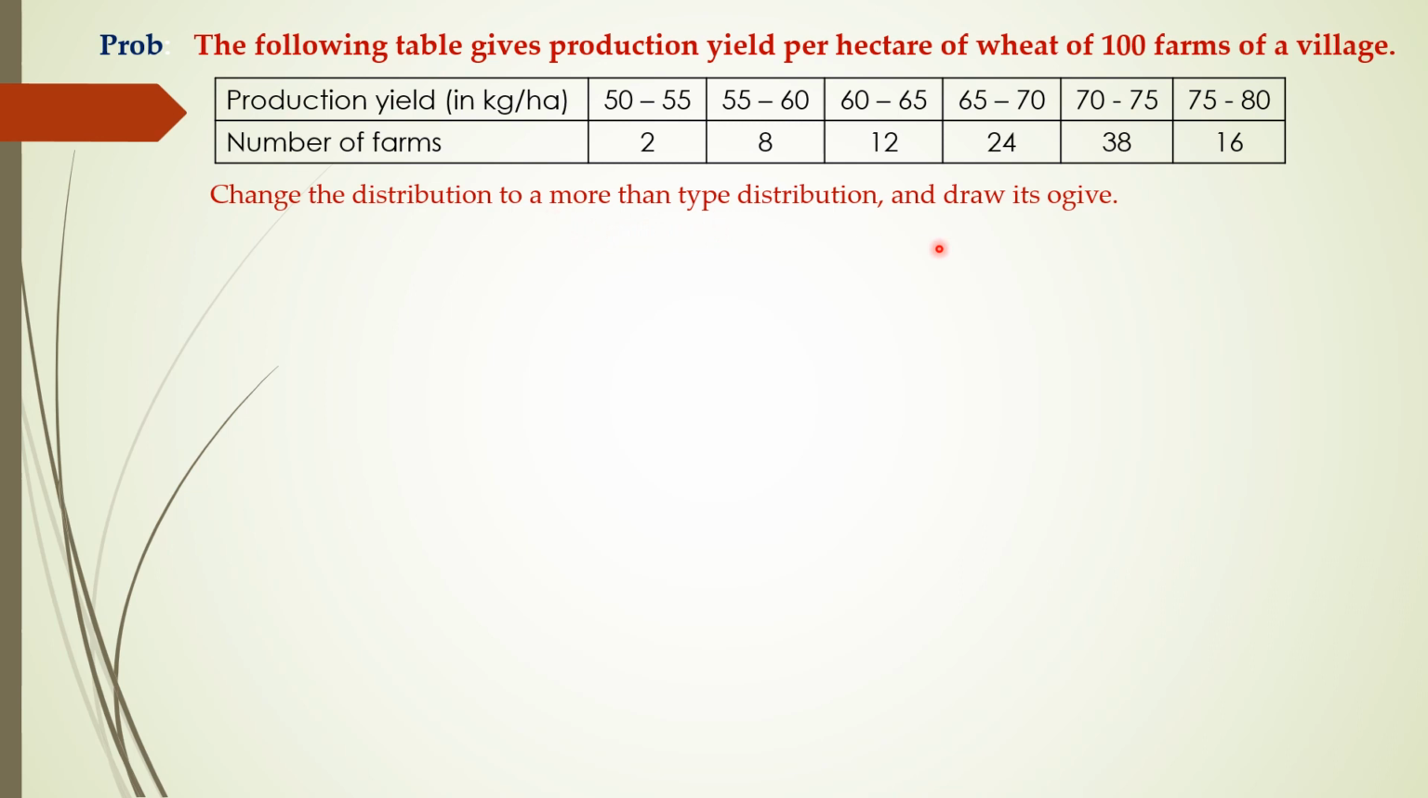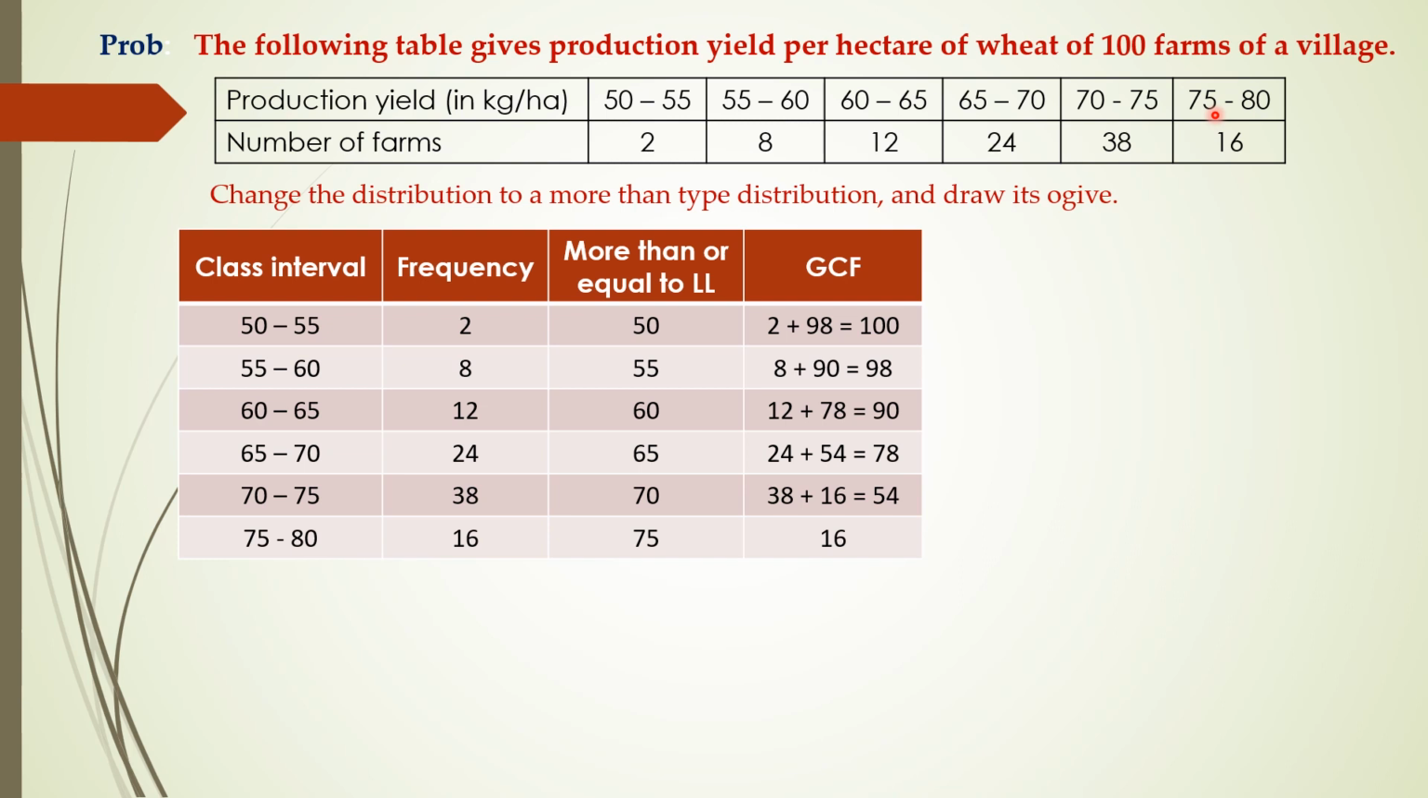Before constructing a more than type distribution, whether it is more than type or less than type, you have to make sure the classes given are continuous. Here the classes given are continuous, as the upper limit of each class is equal to the lower limit of its succeeding class. Therefore, as the class intervals are continuous, you can prepare the more than type distribution like this. This is the more than type distribution for the given data, which includes 4 columns: class interval, frequency, more than or equal to lower limit, and cumulative frequency.